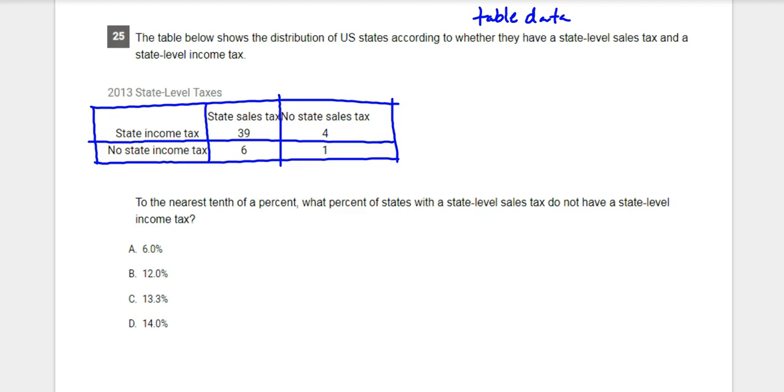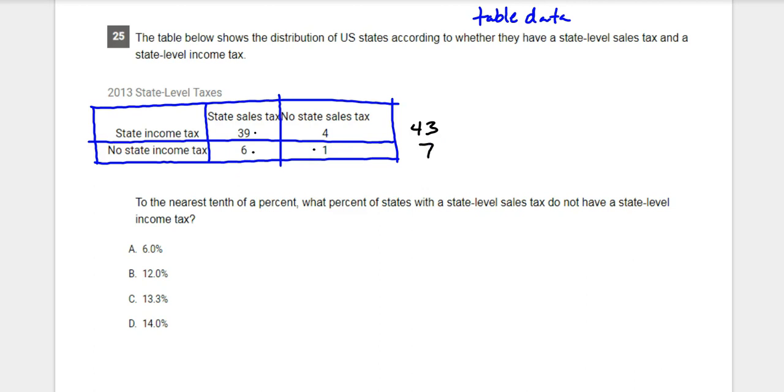So some states have an income tax, some have a sales tax, some have both. So whenever you do these tables, the very first thing I always do is I add up the rows and the columns to find the total states that they were talking about. So state income tax, 36 states have a sales tax. 4 of them have no state sales tax. So that's 43. No state income tax. So there are 6 plus 1. There are 7 states that do not have a state income tax.